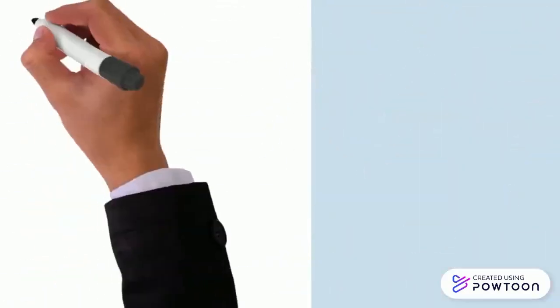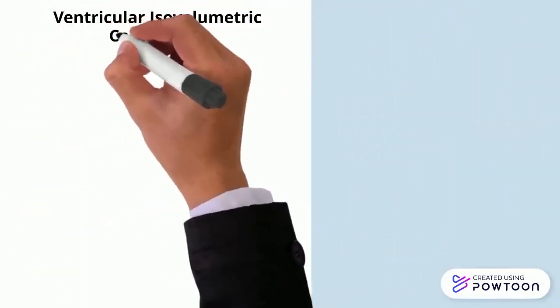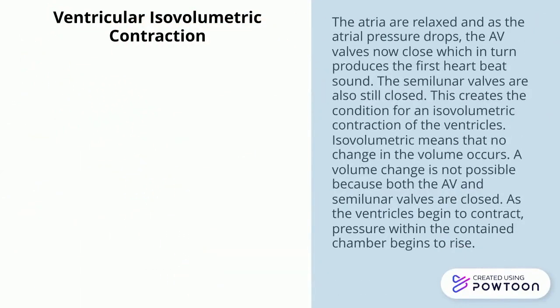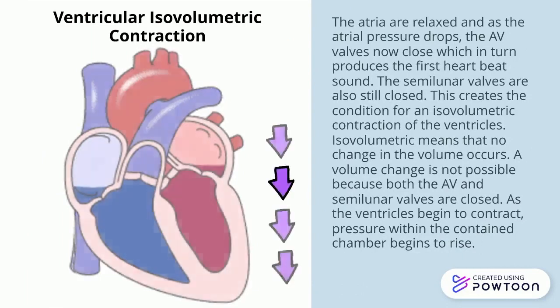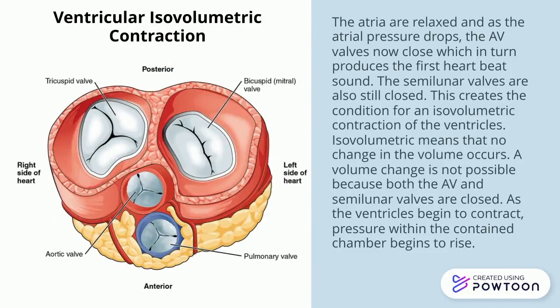This now brings us to the phase of ventricular isovolumetric contraction. The atria are relaxed, and as the atrial pressure drops, the atrioventricular valves now close, which in turn produces the first heart sound. The semilunar valves are also still closed. This creates the condition for an isovolumetric contraction of the ventricles.